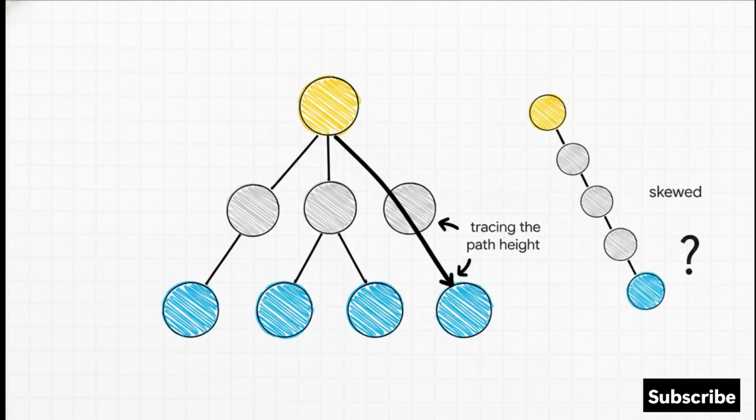But, quick warning here, if your tree becomes heavily skewed, where every node only has one child, it degenerates right back into a slow O of n linked list.